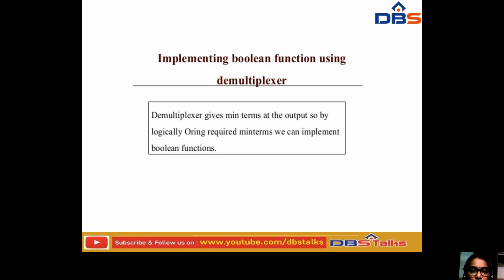Now we are going to implement the Boolean function using the demultiplexer. Here a demultiplexer gives the min terms at the output, so by logically ORing the required min terms, we can implement the Boolean function. The Boolean values are either 0 or 1.